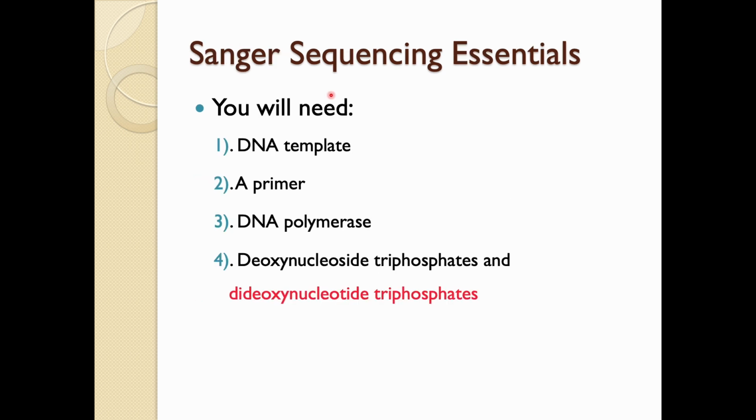Let's talk about how we perform the sequencing. To perform Sanger sequencing, you will need a DNA template, a primer, DNA polymerase, and a mix of normal and chain terminating nucleotides. These components work together to generate a readable DNA fragment.